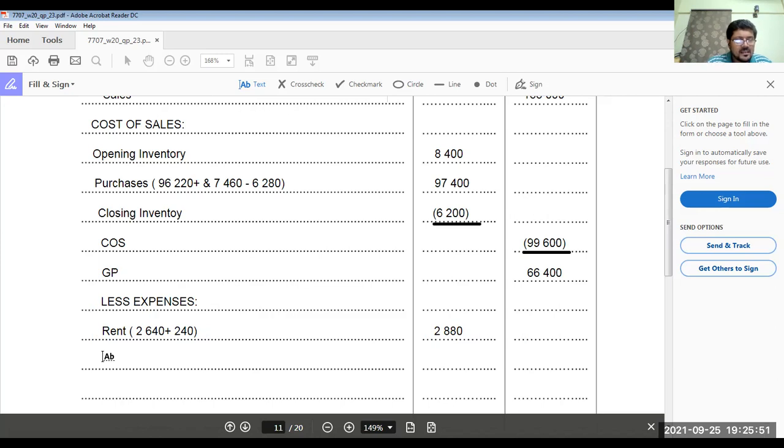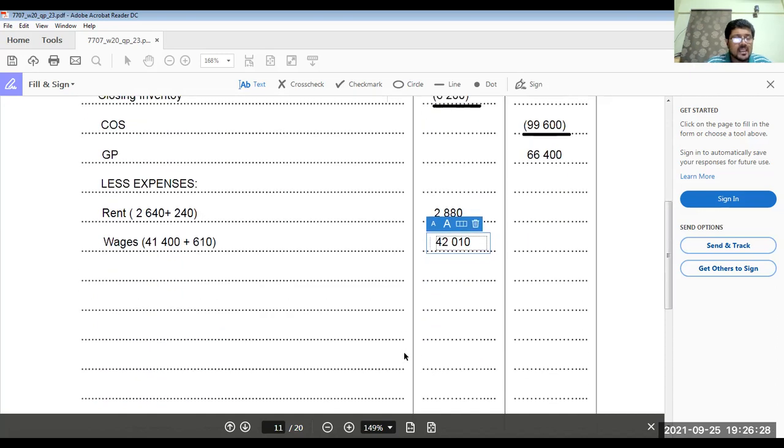Second expense, wages. Wages amount is how much? 41,400. Wages accrued at the end of the year is going to be added now. How much is it? 610. So 41,400 plus 610, 42,010 is your wages expense. Done.